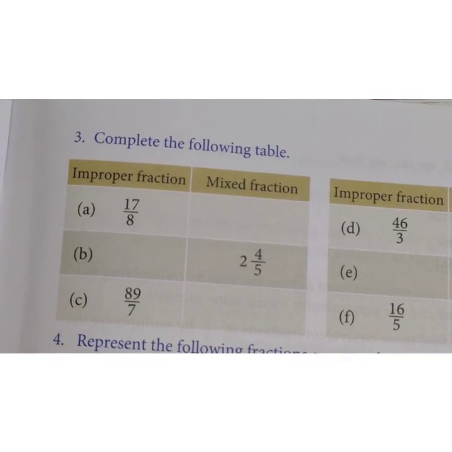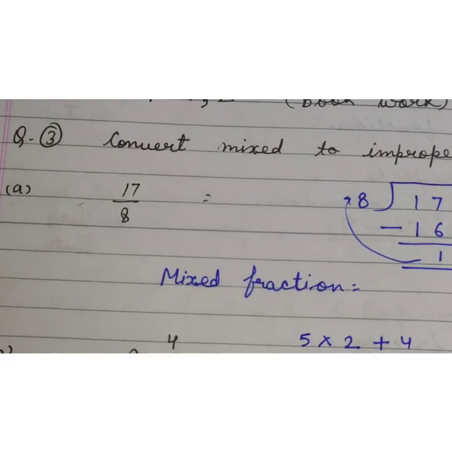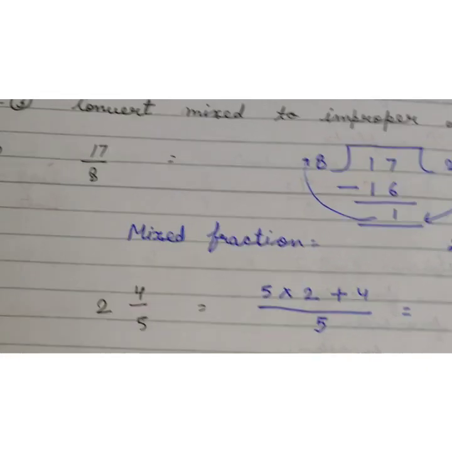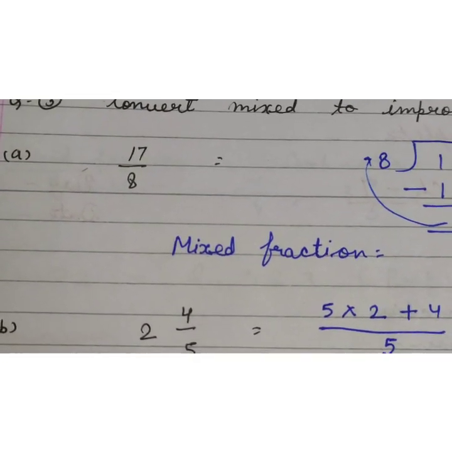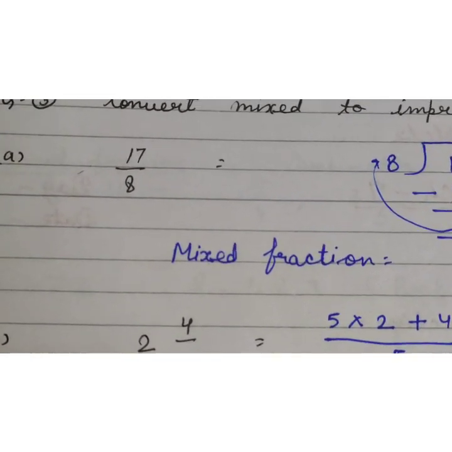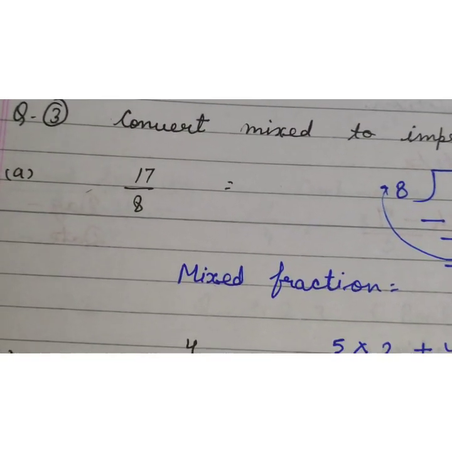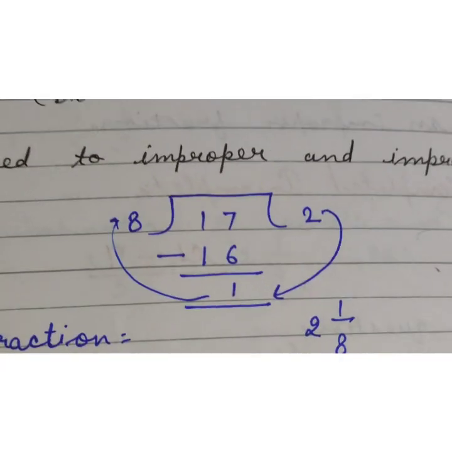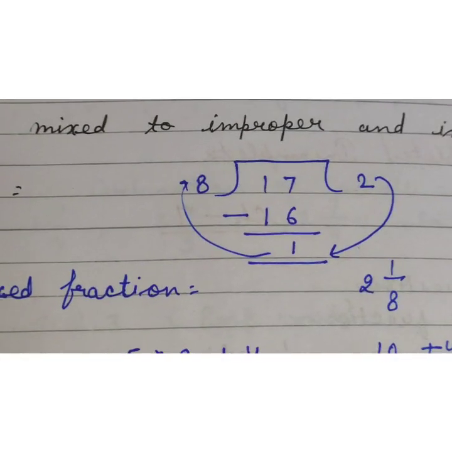Do it by yourself. Okay, so kids, you can see this question, that is question number 3. Convert mixed fraction to improper fraction, and improper to mixed. Here we have both types of questions. So A part, that is 17 upon 8, this is an improper fraction, kids. You have to convert it into mixed fraction. Whenever you have to convert improper fraction into mixed fraction, you have to use division. You can see I am using division here.